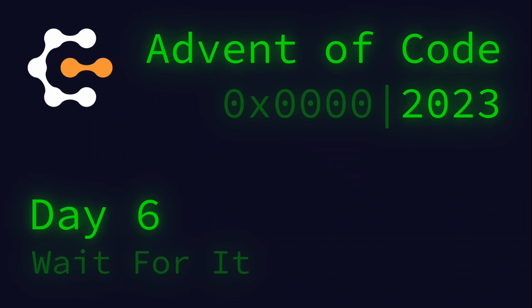In this episode of Code Unveiled, we will take a look at puzzle number 6 from Advent of Code 2023 called Wait for It. Before viewing this video, we encourage you to try solving the problem independently. Let's take a look at the problem description.